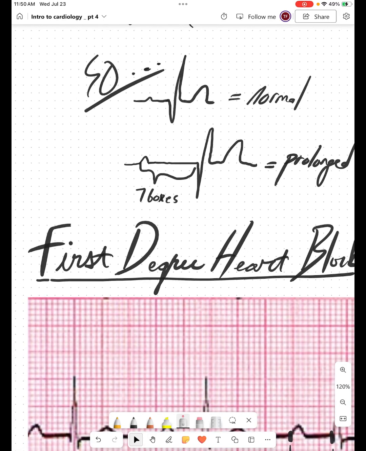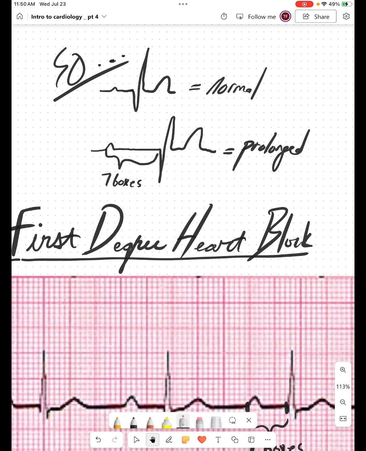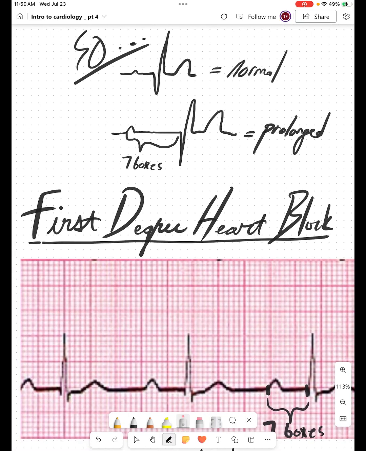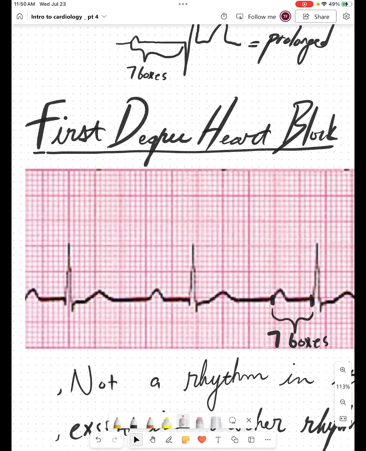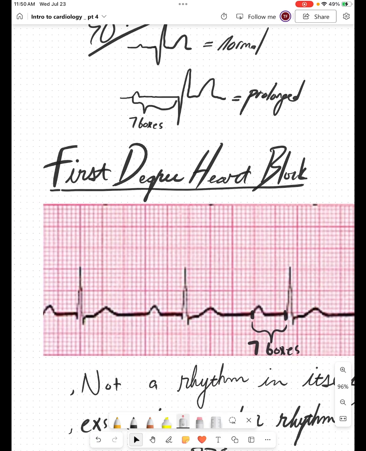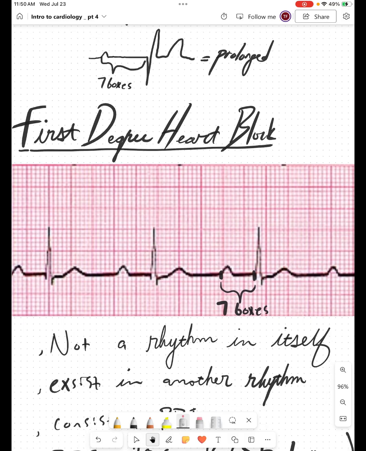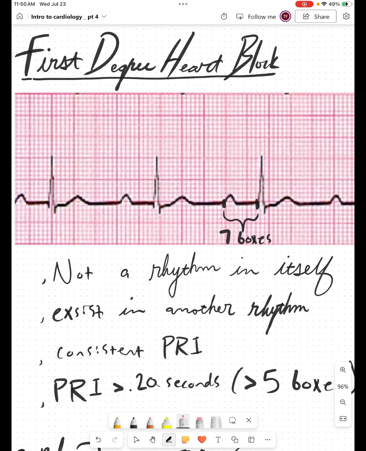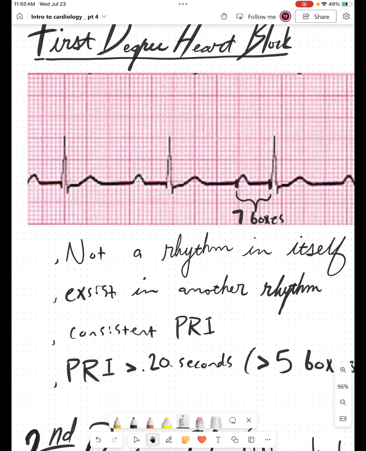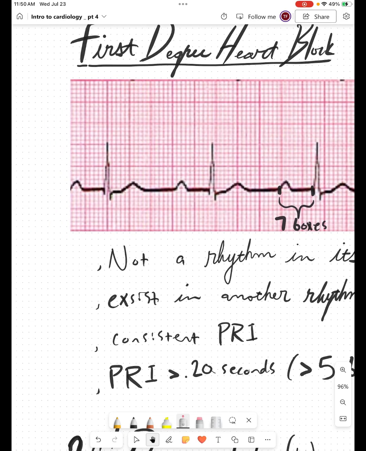Why is this pertinent? Well, this feeds right into our first block, which is the least severe, and it's called our first degree heart block. First degree heart block is not a rhythm in itself. It exists on top of or alongside another rhythm. And it has a consistent PRI that is prolonged, so it's going to be greater than 0.2 seconds or greater than 5 boxes.